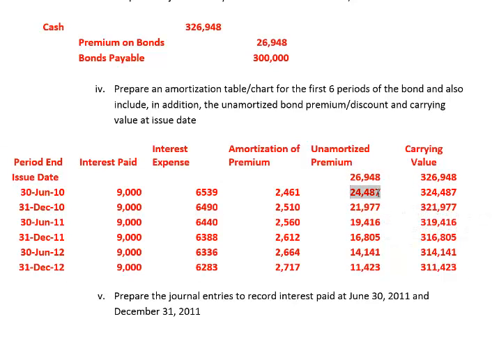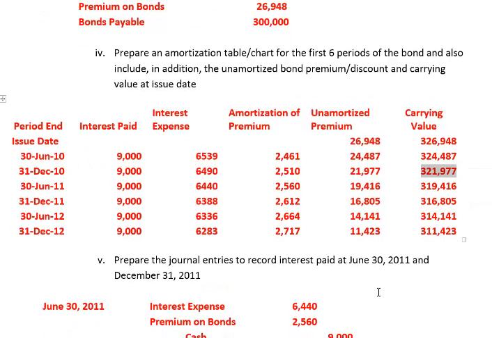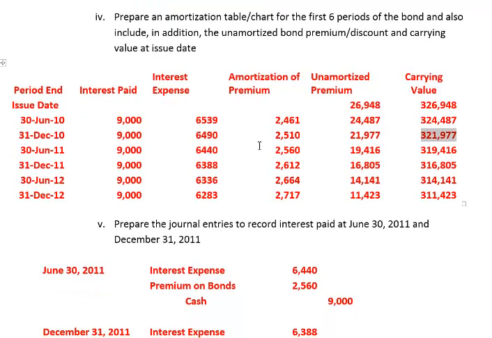Now we had unamortized premium to open the 6-month period that ends December 31st of $24,487. So we deduct the amount of it that we amortized in this 6-month period, which is $25.10, to get $21,977. If we add the unamortized premium to the bond payable amount, we're going to get a carrying value of $321,977.